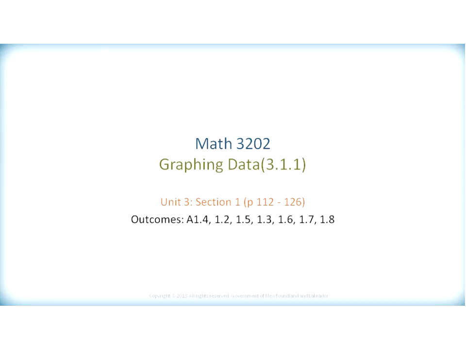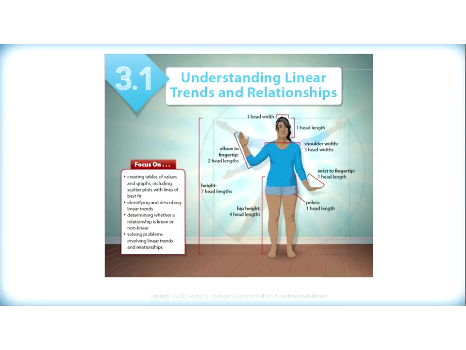In this video, we're going to look at a couple of questions with regards to graphing of data. We're going to look at creating a table of values and graphs, including scatter plots with lines of best fit, identifying and describing linear trends, determining whether a relationship is linear or nonlinear, and solving problems involving linear trends and relationships.